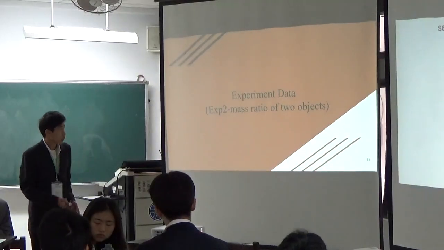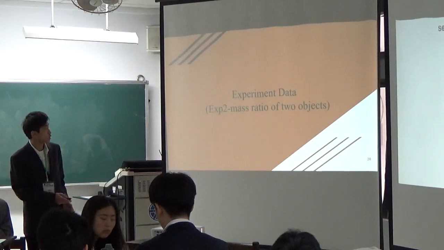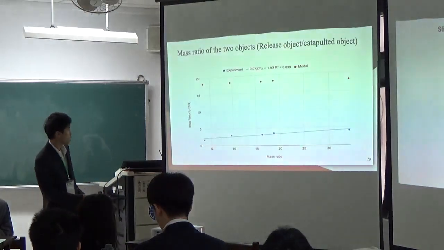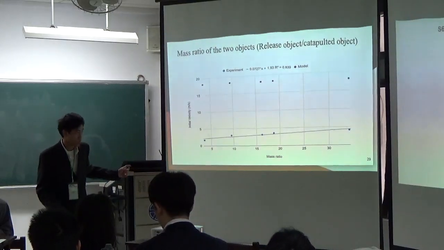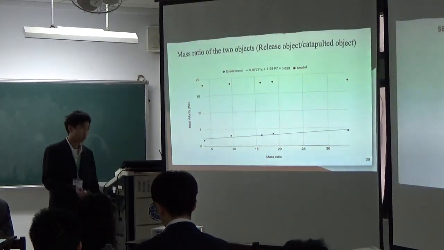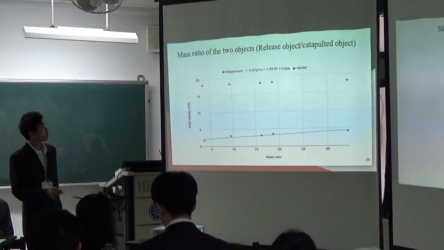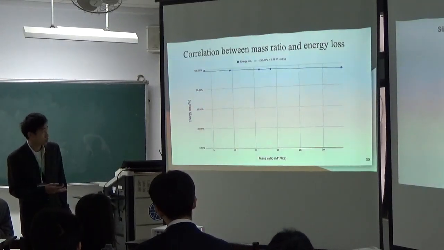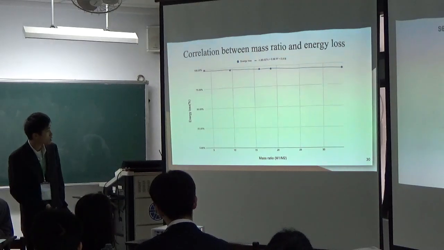The mass ratio of two objects is experiment 2. So let's take a look at this graph here. In this graph, you'll see that if we increase the mass ratio, the initial velocity also increases, which matches up with our theory. And the correlation between mass ratio and energy loss is right here.